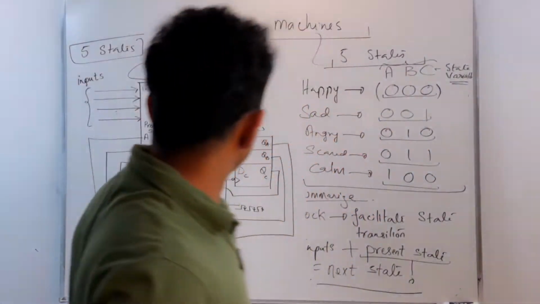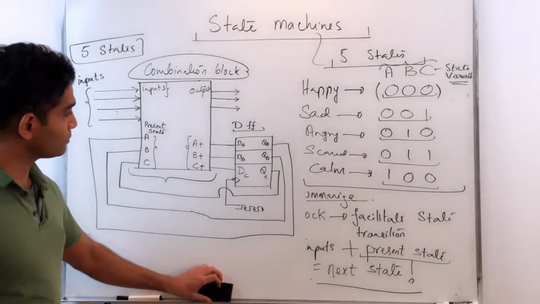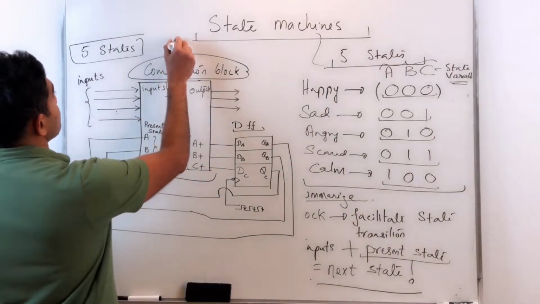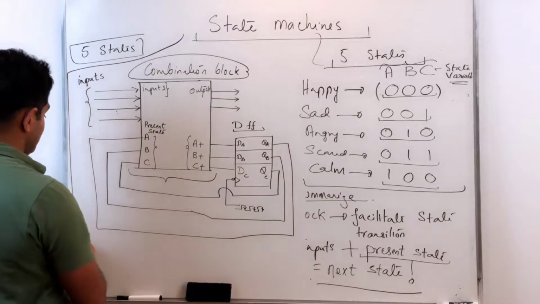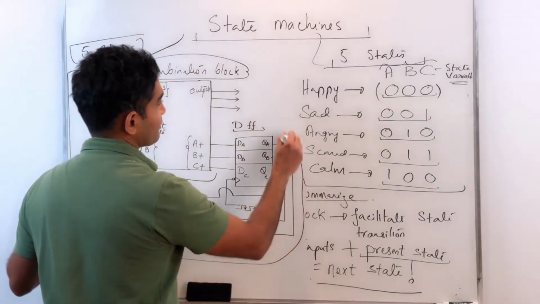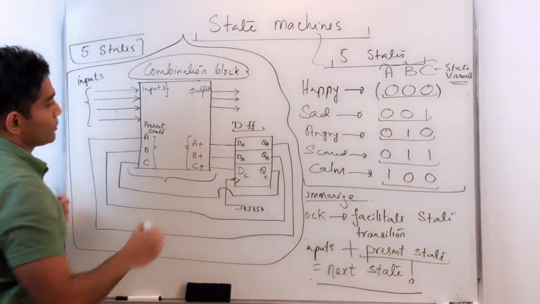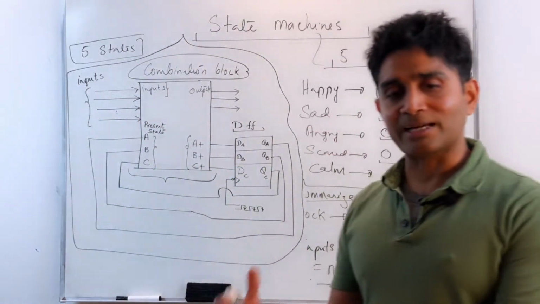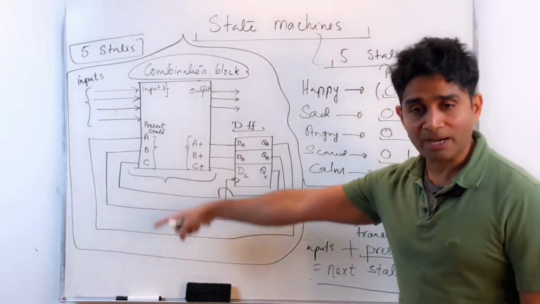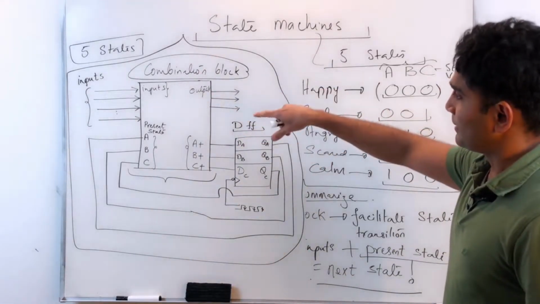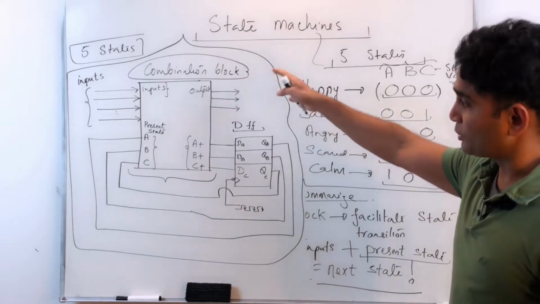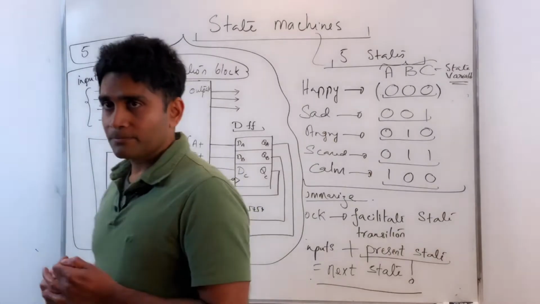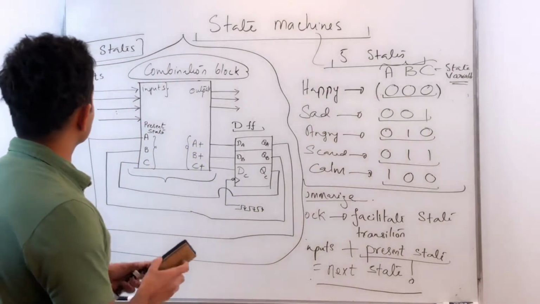So that's the generic diagram, and I would really emphasize that you understand this, okay? This is very important, because once you derive your state equations and functions, you need to know how to combine them, how to actually realize that circuit. And I will always go back to my generic state machine block diagram for that purpose. Okay, so let's move on.